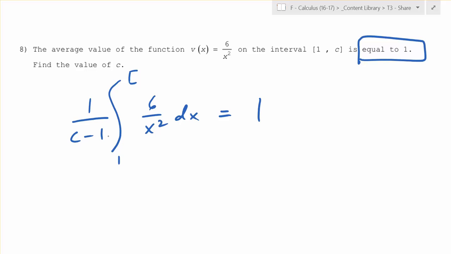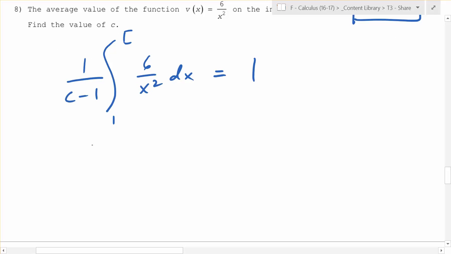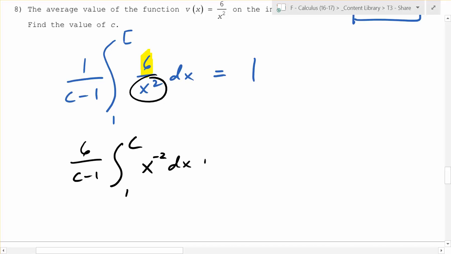What can you factor out first before you integrate? 6, the constant, exactly. So what do you get here? 6 over c minus 1, the integral from 1 to c of x to what power? x to the negative 2 dx equals 1. What's the antiderivative of x to the negative 2?